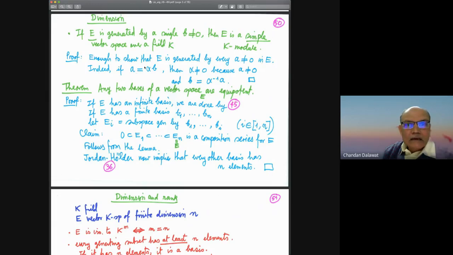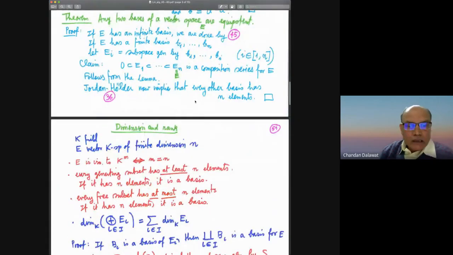So if I take this non-zero element A, it's going to be alpha times B with some non-zero alpha. And then I can write my B, the given generator, as alpha inverse A. So B is in the subspace generated by A, and therefore A generates the whole space.